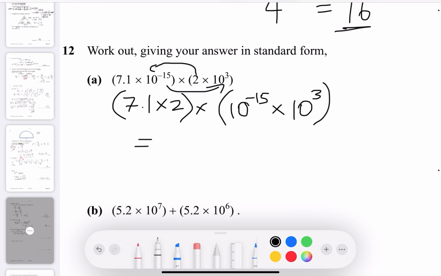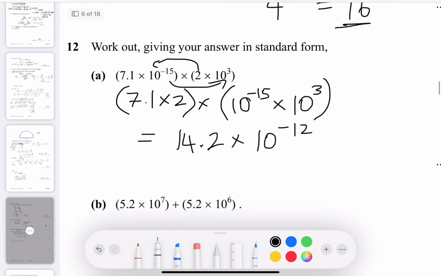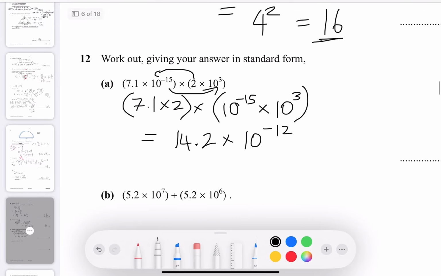Because now 7.1 times 2 is 14.2. And here we can evaluate this using the indices rules, which again is in my formula booklet. To multiply indices, you just add them. So it becomes 14.2 multiplied by 10 to the power of negative 12. But remember, we're not done yet because in standard form, this number right here must be between 1 and 10.